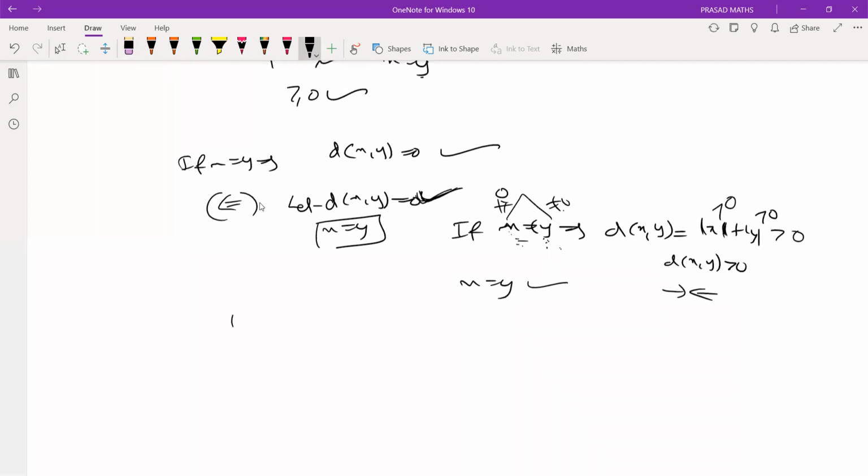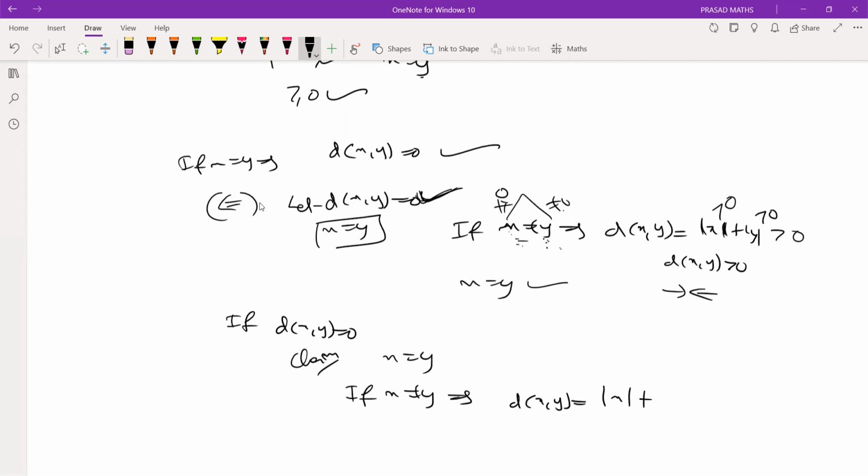Okay, if d(x, y) = 0, what about x = y? Is it x = y? The answer is yes. Why? Because if x ≠ y, what happens first of all? If x ≠ y, the distance between x and y is nothing but |x| + |y|. If x ≠ y, does it mean that x = 0, y = 0? No, because if x = 0, y = 0, then x = y, right? So therefore, at least one of them is non-zero, because you're assuming that x ≠ y.